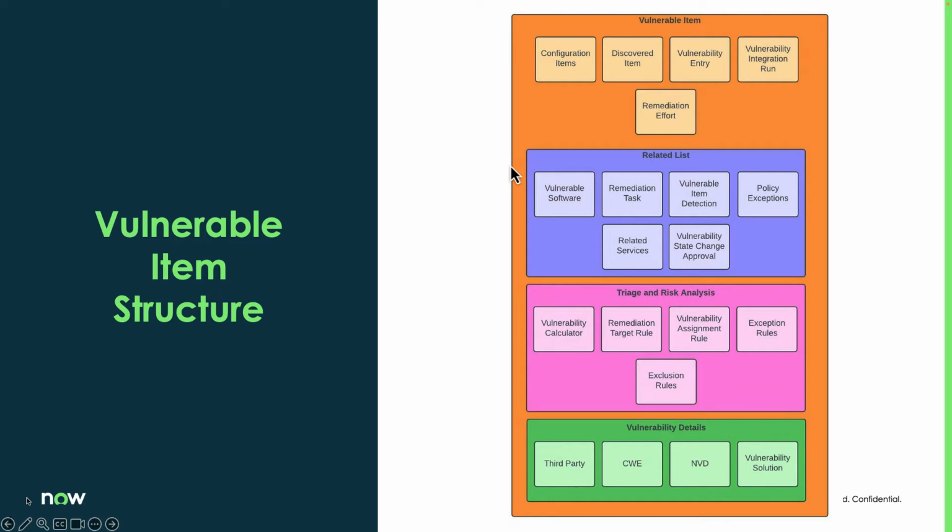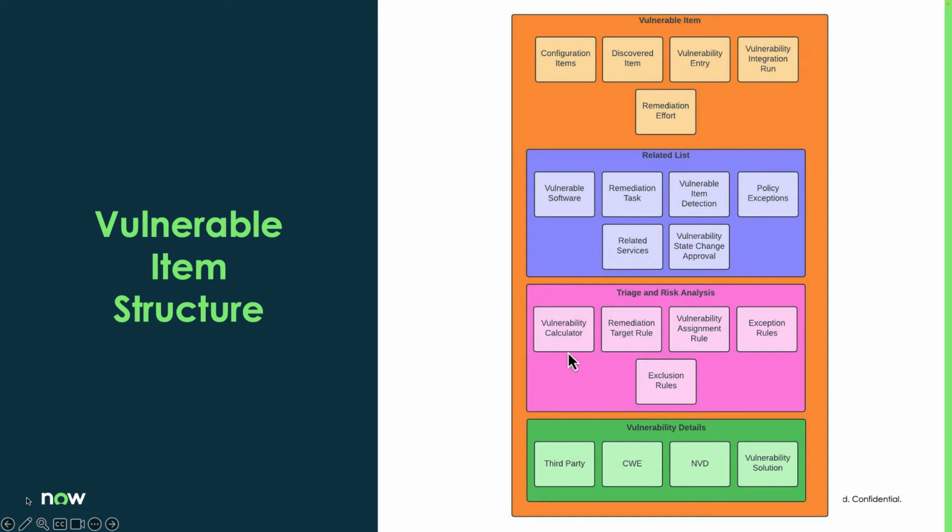In the related list section here, we have vulnerable software, remediation tasks, vulnerable item detections, policy exceptions, any related services, and then vulnerability state change approval records. Down here, we have the triage and risk analysis elements. So a lot of these here will go ahead and affect other referenced fields on that vulnerable item.